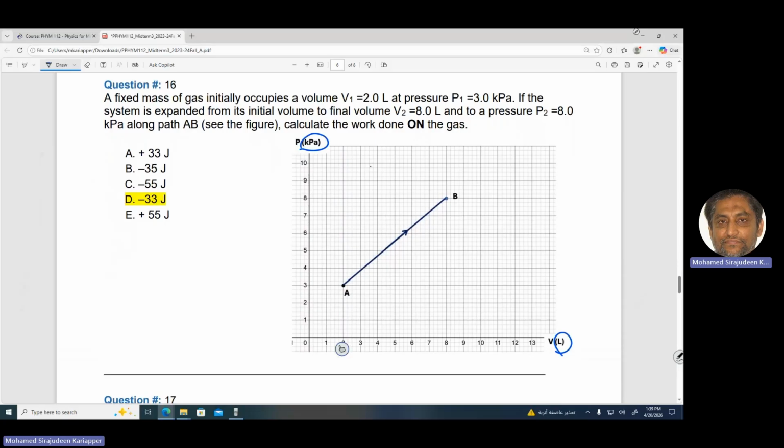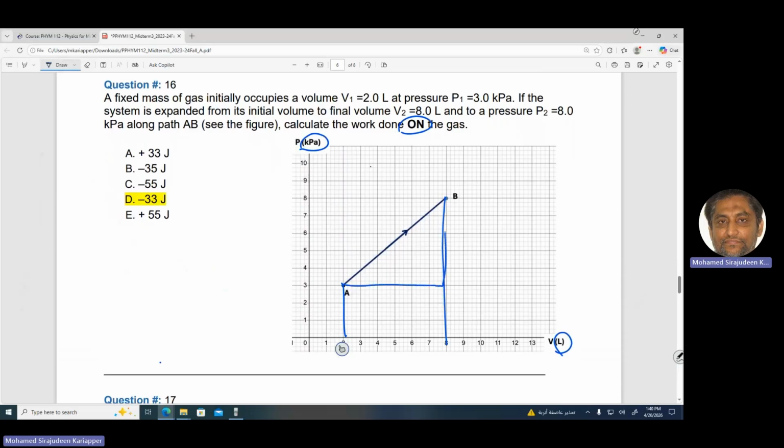Right, what do we do now? The question is the work done on the gas. Okay, so can I use this equation? This equation is used only when the pressure is constant. Is the pressure constant here? No, it is varying. But we have a trick. We cannot use this, but I know that the absolute value of the work done is the area under the graph. So I can find this area.